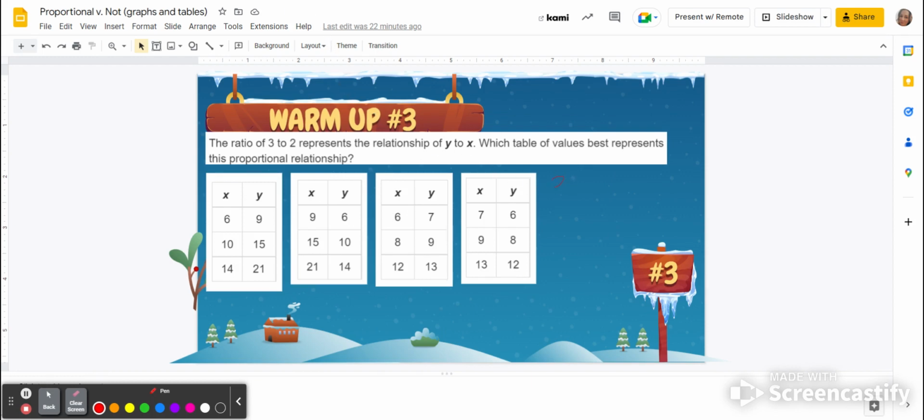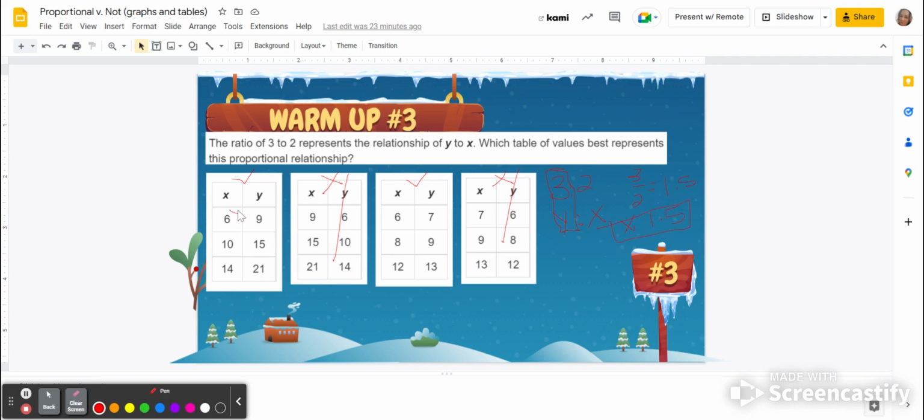So it says my ratio of 3 to 2 is y to x. So here y is my bigger number. So here y is my bigger number. Here y is my smaller number. Here y is my bigger number. Here y is my smaller number. So I'm going to exit out both of those. And then I know that 3 to 2, I divide 3 divided by 2, and I get 1.5. So my magic number is times 1.5.